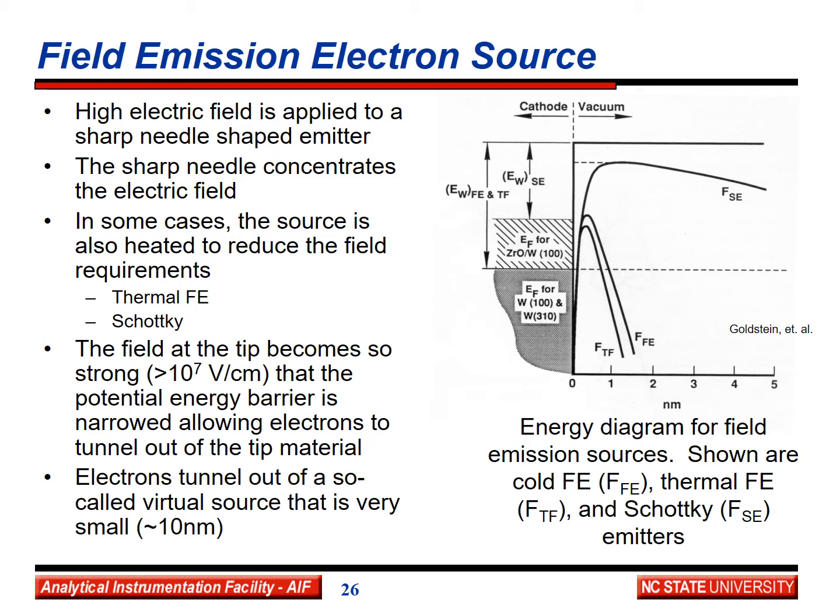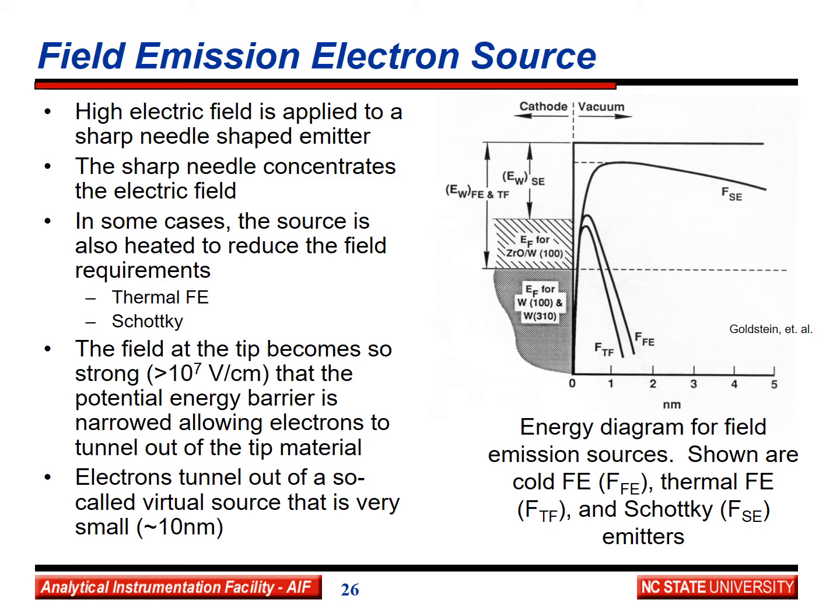A convenient way to think about this is to imagine that we have a barrier between our emitter tip cathode and the vacuum. If we apply a very high field, we can distort the shape of the barrier such that the barrier still exists, but it's thin enough that electrons from inside the emitter tip can tunnel into the vacuum, where they can then be accelerated down the column by the anode plates.